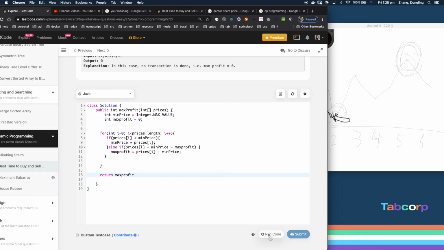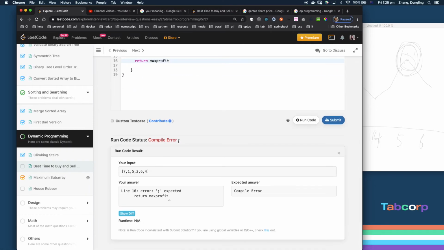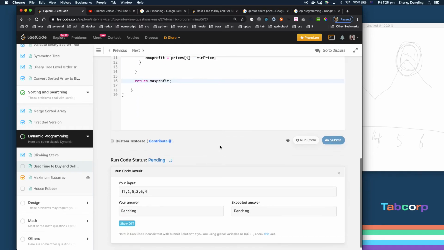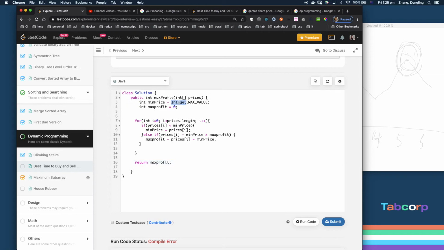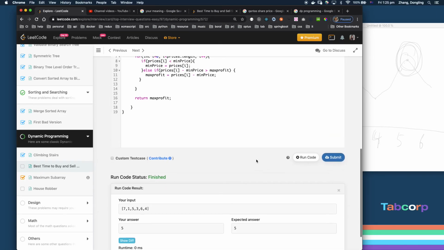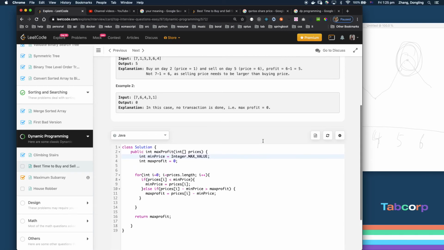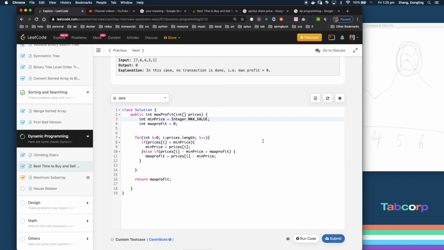So let's test the code. There is a missing semicolon and an integer typing issue. Now it finishes in 0 milliseconds, so it is quite fast. It is accepted. This didn't use a DP array, but the way is still exactly the same.